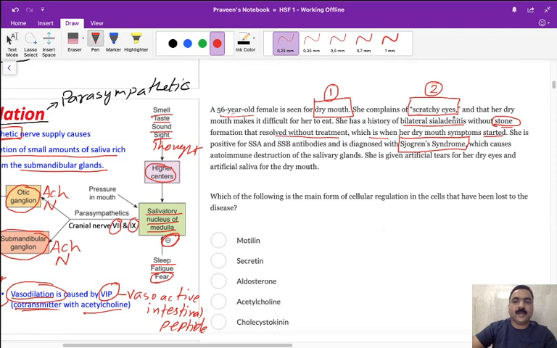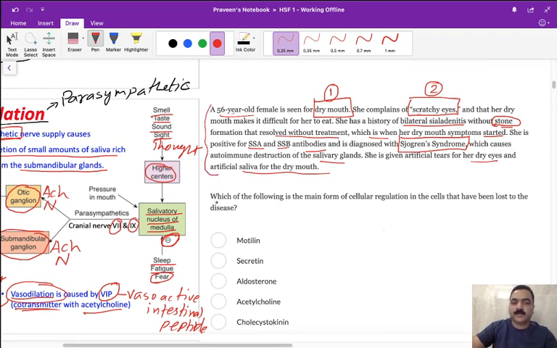So this is like a stimulus that has caused the Sjogren's syndrome. Sjogren's syndrome is actually an autoimmune disorder in which the SSA and SSB antibodies cause damage to the salivary glands. So the question is saying she is positive for SSA and SSB antibodies and is diagnosed with Sjogren's syndrome, which causes autoimmune destruction of the salivary glands. Now she is given artificial tears for her dry eyes and artificial saliva for dry mouth. So that's the treatment approach. All this is the vignette part, not the question part.